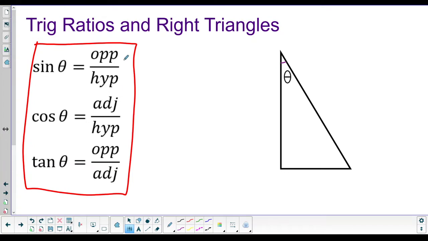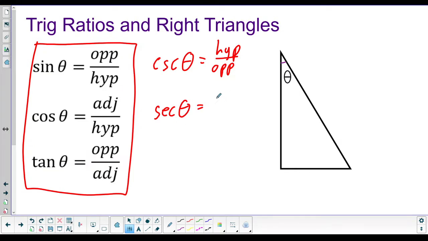It's good to be aware that there are reciprocal trig functions, which you've also seen. Cosecant of theta is just the reciprocal of sine, so it would be the hypotenuse over the opposite. Secant is the reciprocal of cosine, so that would be hypotenuse over adjacent. And then cotangent of theta is the reciprocal of tangent, so it would be adjacent over opposite.